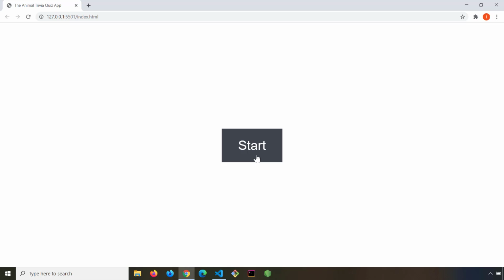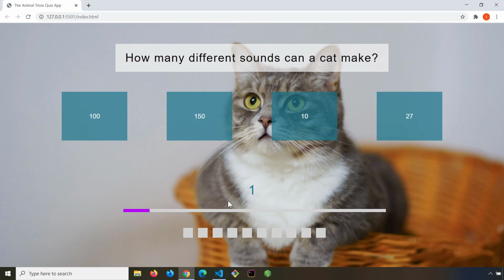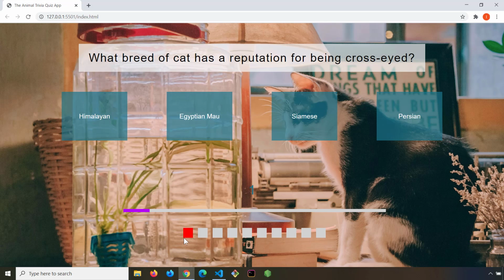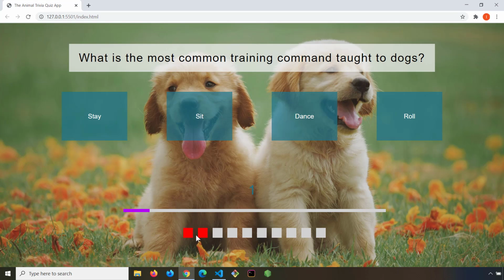So I'm just going to go ahead and click start, and right away I can see that there is a question. So it says, how many different sounds can a cat make? And I seem to have only 2 more seconds. So I'm just going to click on 10, and yes, it was incorrect because this says red. It says, what breed of cat has a reputation for being cross-eyed? So let's say Egyptian Mau. That was incorrect as well. What is the most common training command taught to dogs? Well, this should be sit.